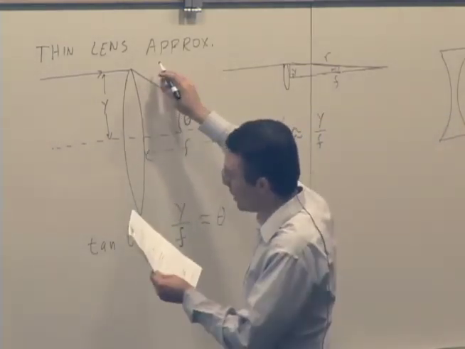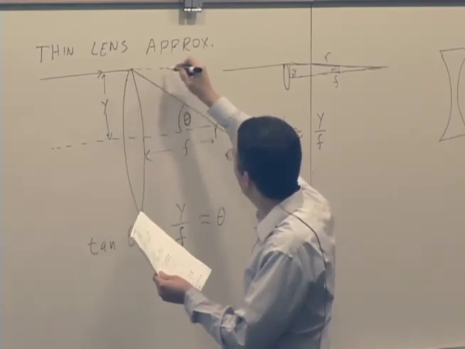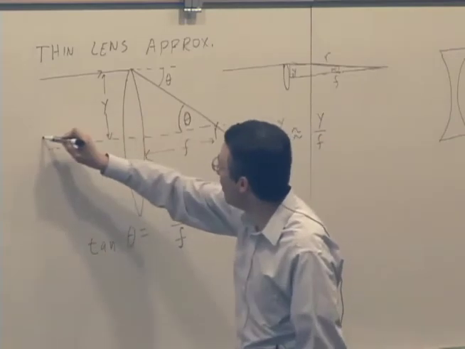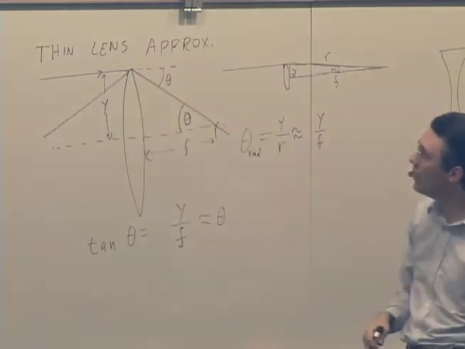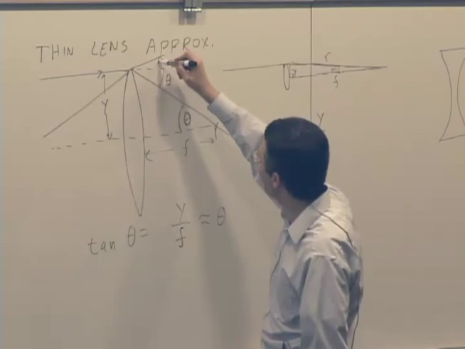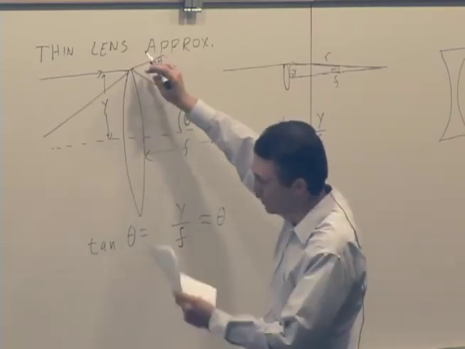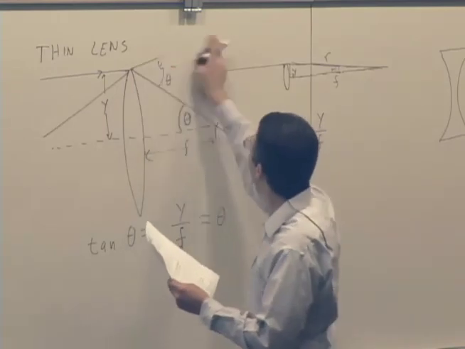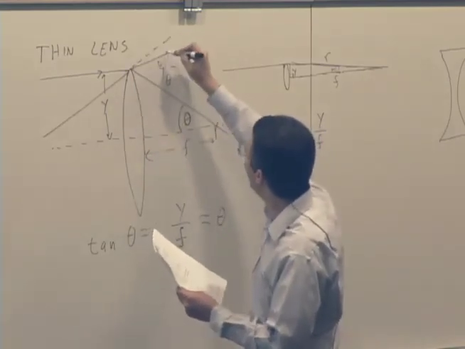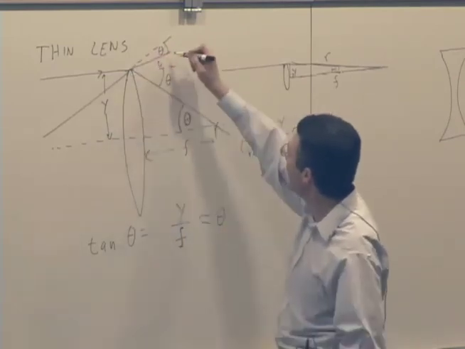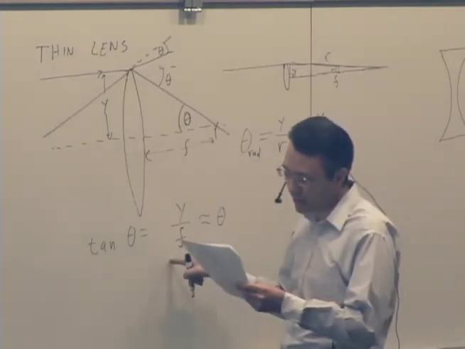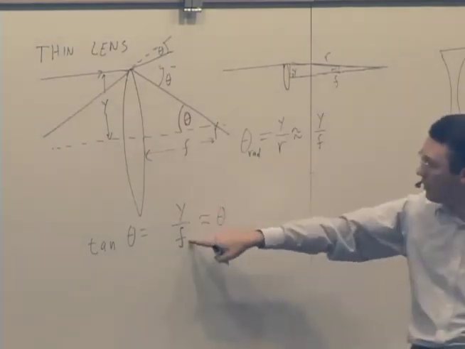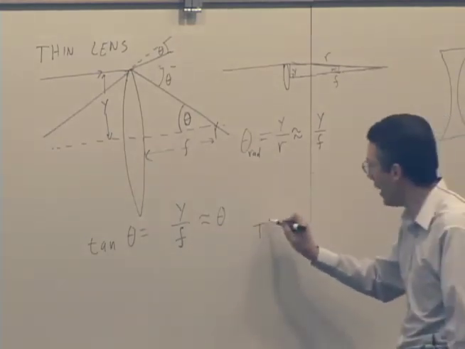So if this is angle theta, a light ray coming in from here, as long as it's the same distance y above the center axis, will be bent at the same angle. The angle of deflection away from this original direction is the same angle. You can go through some trig and some geometry, and what it turns out is that based on the fact that the angle is equal to the perpendicular distance y divided by the focal length, you can work out what's called the thin lens formula.